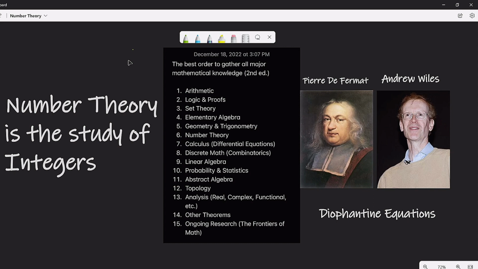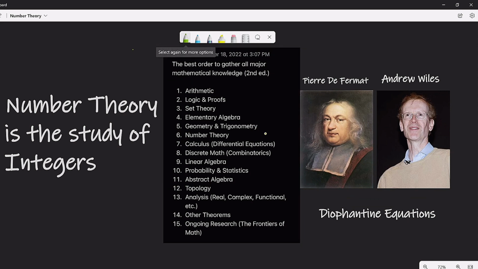Pierre de Fermat, a great mathematician in the 17th century, was thinking about number theory, and he wrote a conjecture about Diophantine equations. That conjecture was that he had a proof that there is no solution using integers for such a Diophantine equation.